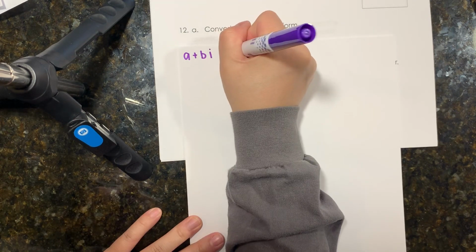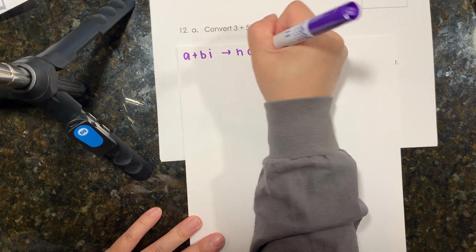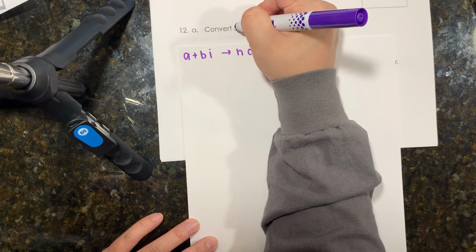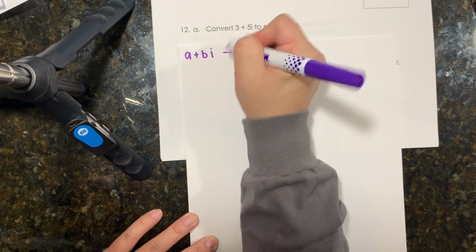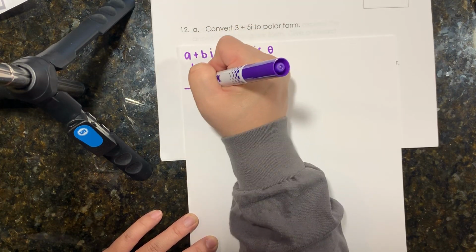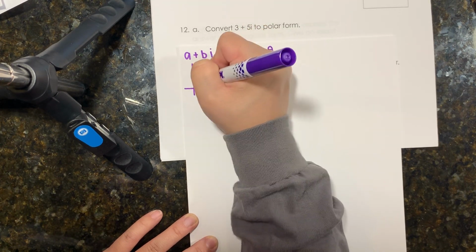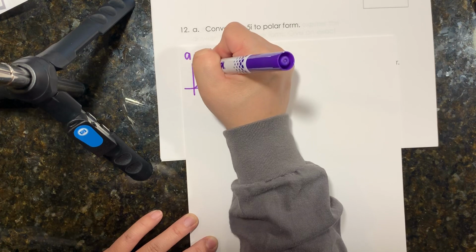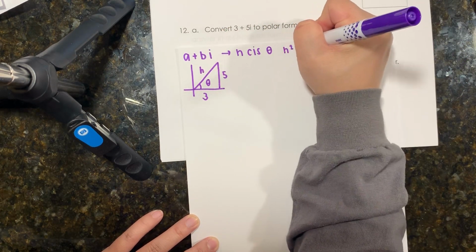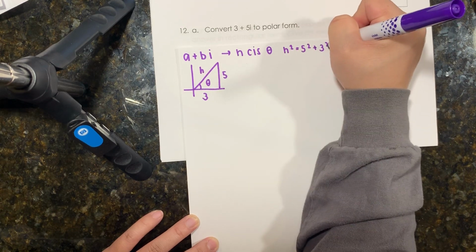And then you're converting this into the format of slant CIS of your angle. Since both this is positive and this is positive, 3 is telling me my left and right, so it's going to the right 3, and then going up 5. So 3, 5, angle, hypotenuse. This is going to work the same way as it used to, so h squared is equal to 5 squared plus 3 squared.